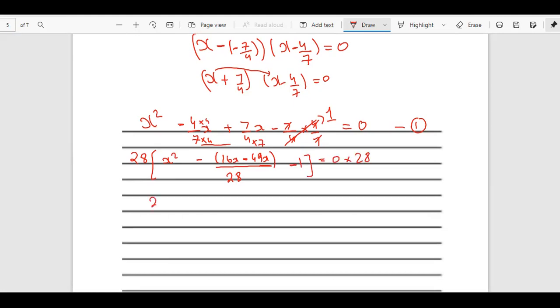Now this is going to give us 28x square minus 33x. 28 and 28 would be cancelled. Minus 28 equals 0. So this is 28x square plus 33x minus 28. So this is the equation which I am getting. So let's see which is the answer.